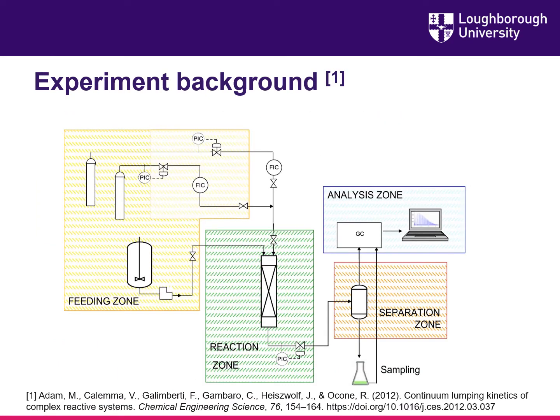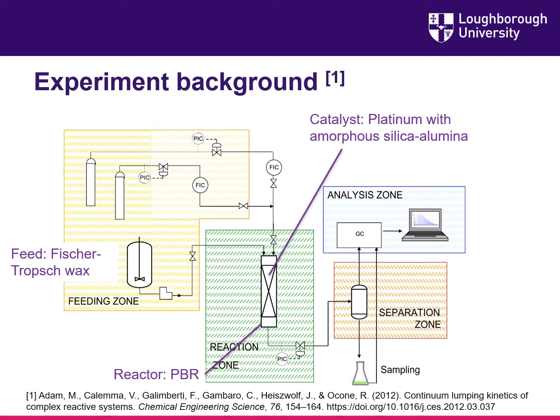So now I'm going to talk about the experiment background. This experiment was actually carried out by Adam in 2012. Here is the schematic diagram of the hydrocracking process. The feedstock that we use is the Fischer-Tropsch wax, and the hydrocracking is carried out in the packed bed reactor, and the catalyst that we use is platinum with amorphous silica alumina, and the product from the hydrocracking process is analyzed in GCMS. The experimental data here is used to validate our model data.